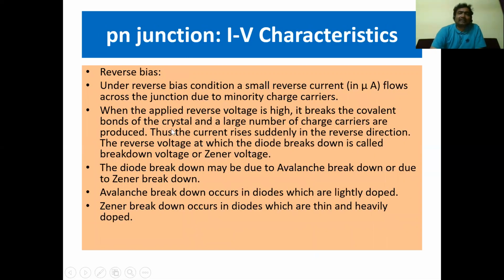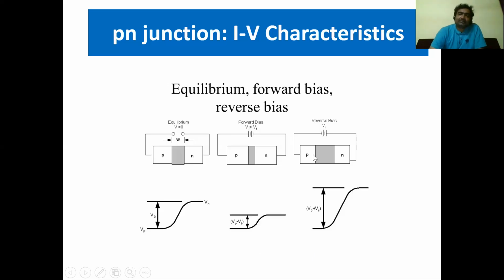Now let us discuss some of the reverse bias characteristics of the PN junction diode. Under reverse bias condition, a small reverse current in microamperes flows across the junction diode due to minority charge carriers. When the diode is reverse biased, this negative terminal attracts the holes in the P region and this positive terminal attracts the electrons in the N region. Due to this, there is an increment in the width of the PN junction.